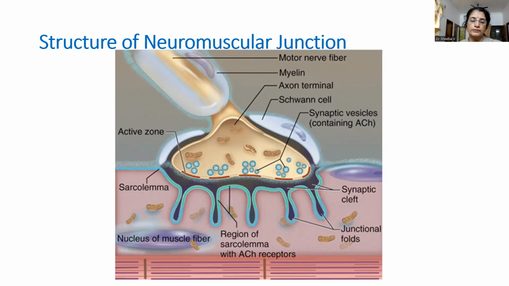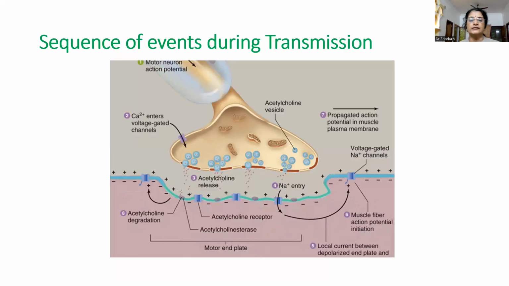The postsynaptic membrane forms the subneural folds, which increase the surface area for neuromuscular transmission, and there are a large number of nicotinic acetylcholine receptors. Next we can see the transmission of the impulse from the presynaptic terminal to the postsynaptic terminal, which is known as neuromuscular transmission. The first event is the action potential on the motor neuron.